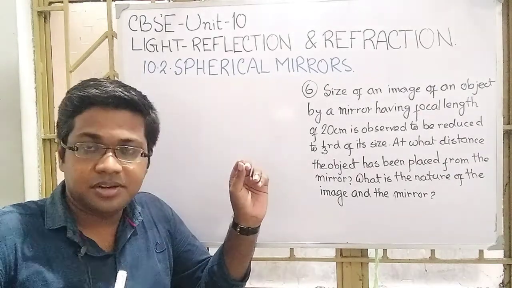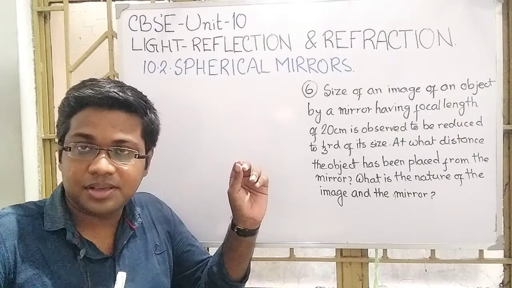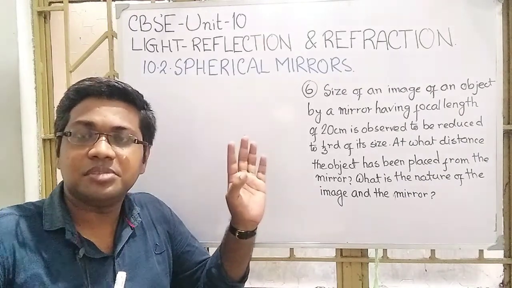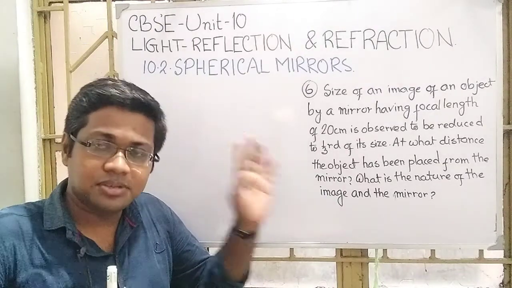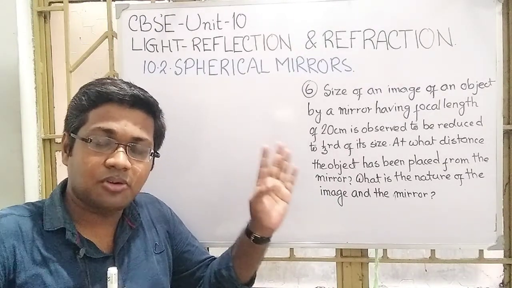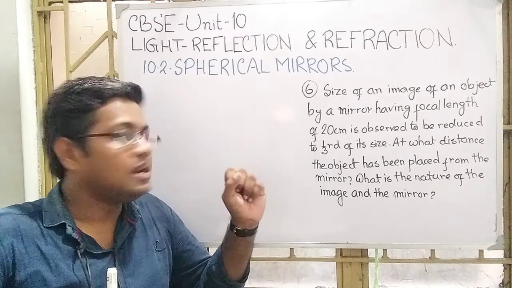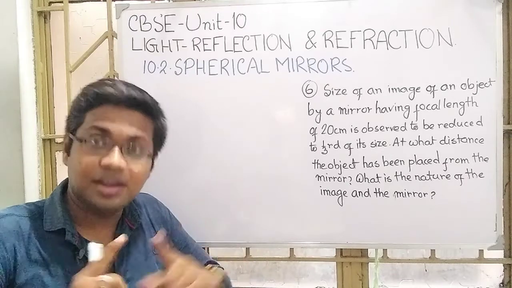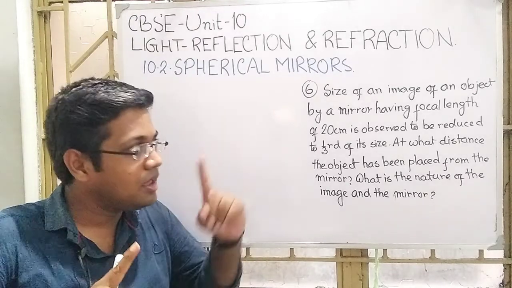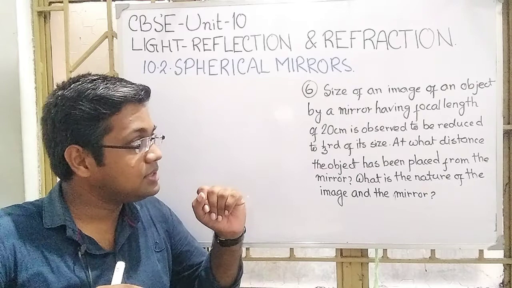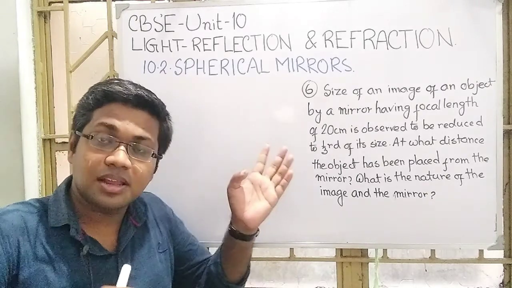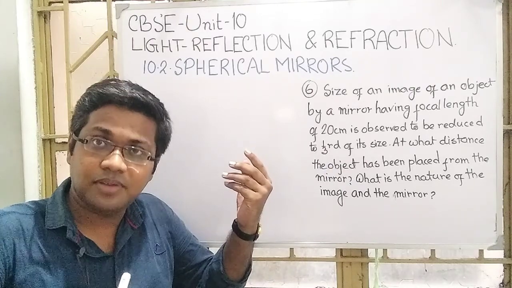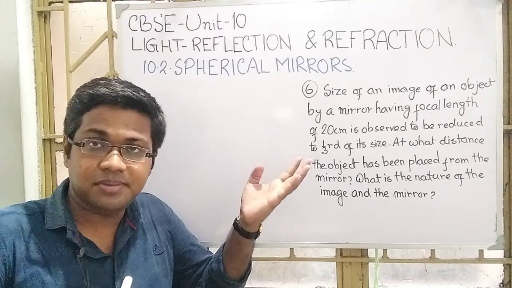Which type of mirror, concave or convex, is not declared here. Since it is under the section of the spherical mirror, I consider that the mirror talked about here is either concave or convex, but nothing is declared. The first point: having a focal length of 20 centimeter. So just think, if it is a concave mirror, the focal length is minus 20 centimeter. If it is a convex mirror, the focal length is plus 20 centimeter, depending on that.